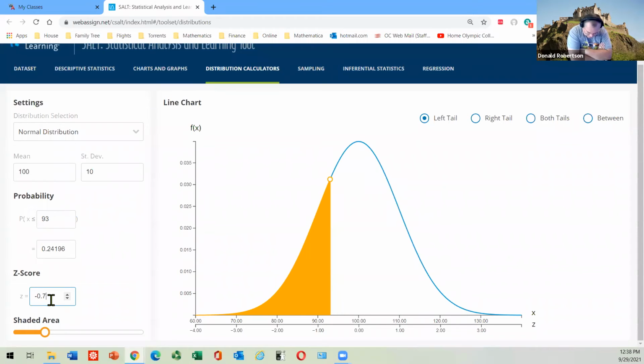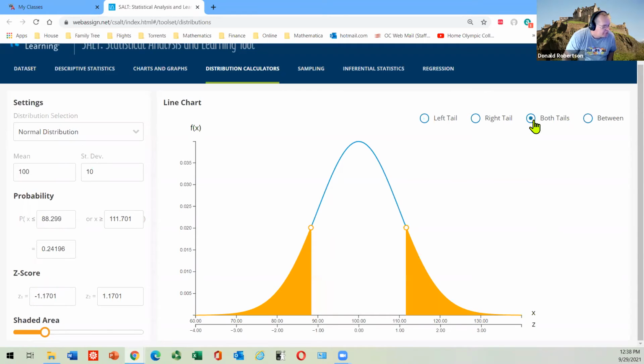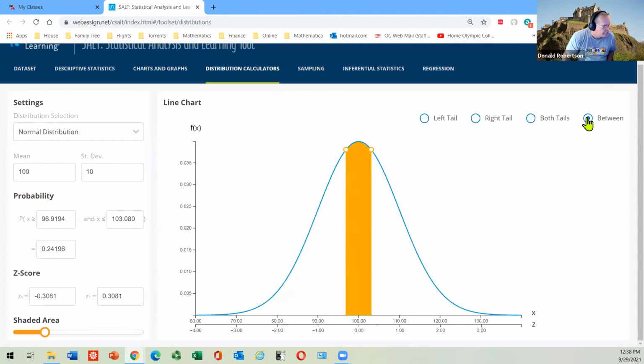And I also want to know what percentage of people have an IQ between 91 and 99. So here's both tails. There we are, they're between. And on one side, I want 91.